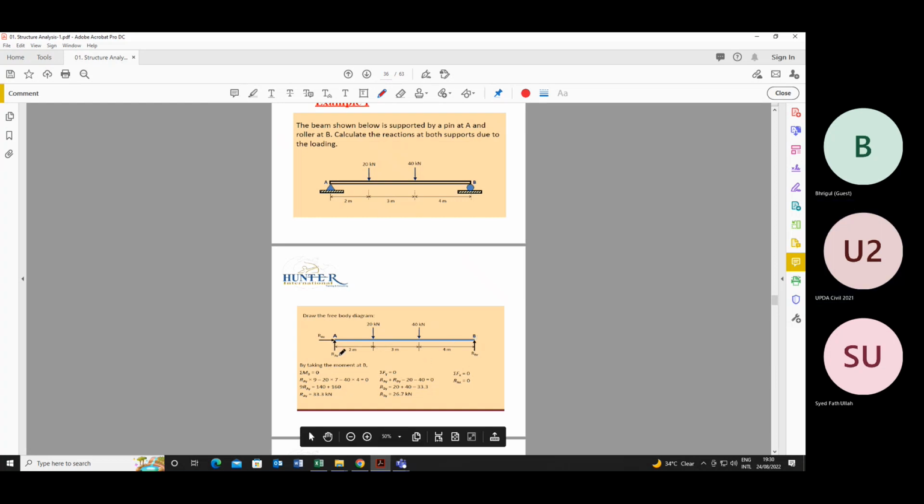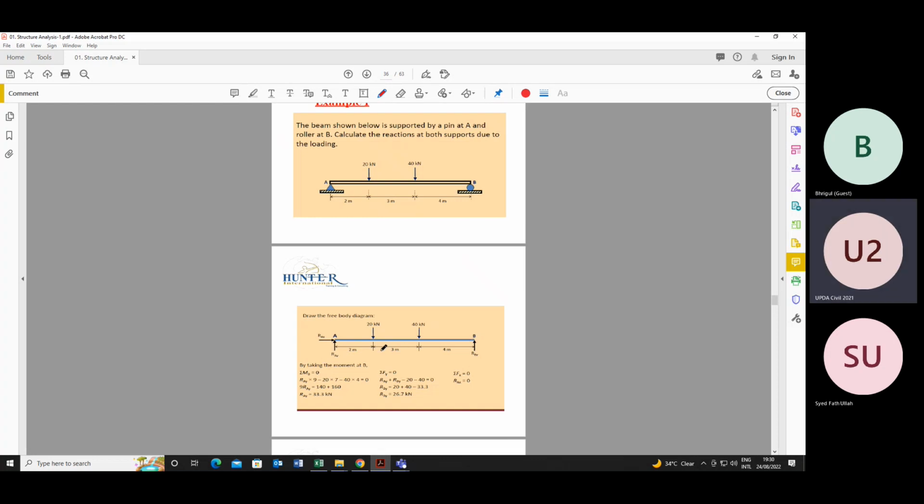So let's calculate the bending moment. What is bending moment? Bending moment is the force acting times the distance from the point which we are considering. We are taking point B. So RAX will be the force acting at A, into the distance. Distance is 9.